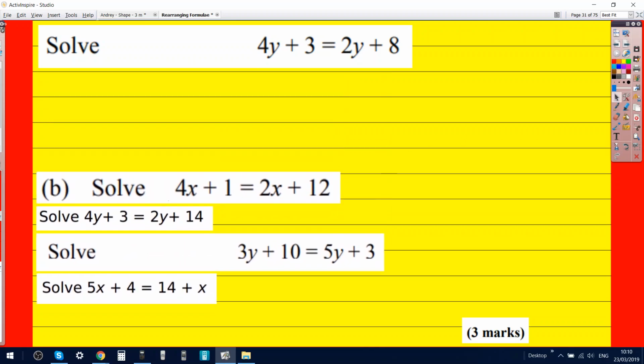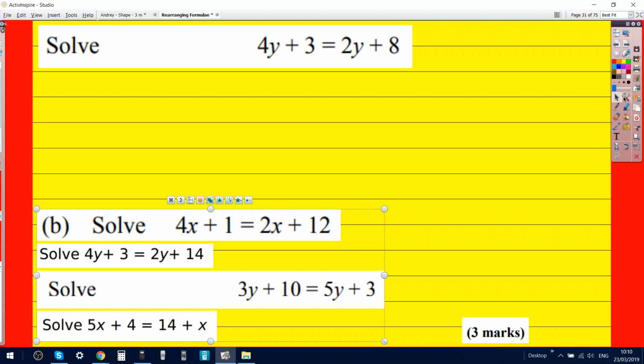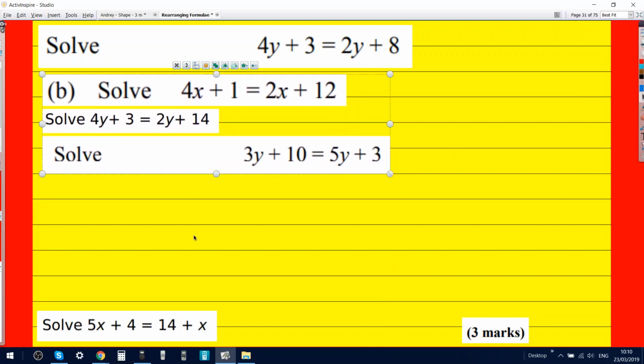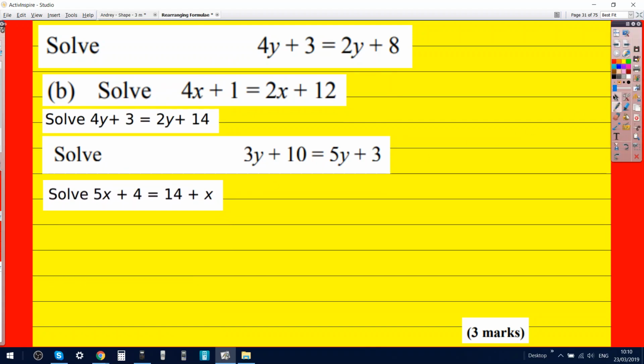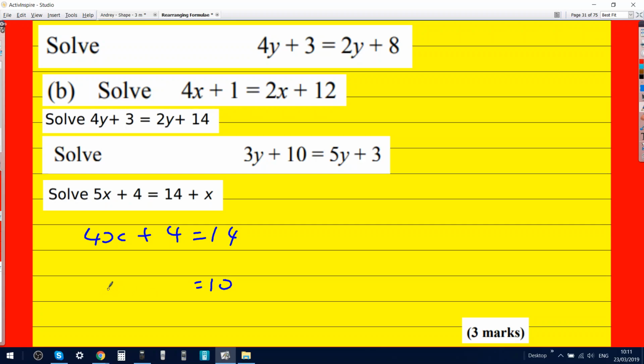The top one. Okay, so it'd be 2y plus 3 equals 8. Hang on. Let's do the bottom one instead. Yeah, very last one. So would it be 4x plus 4 equals 14? Take away the 4, which is 10, and then 10 divided by 4 is 5 over 2. 5 over 2, 2.5. You got it.